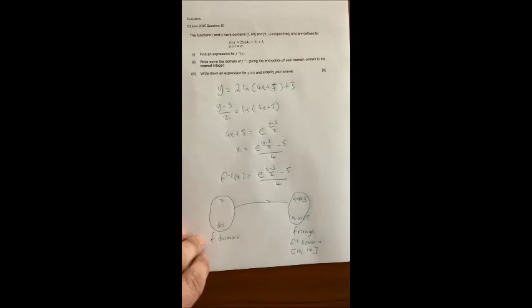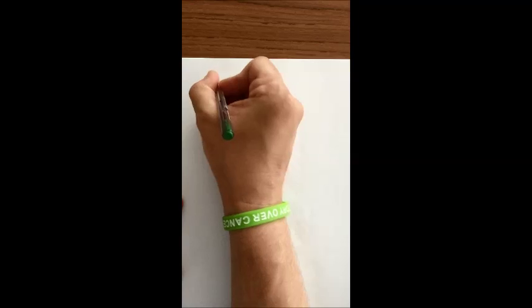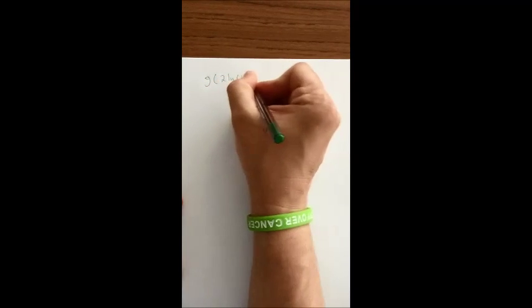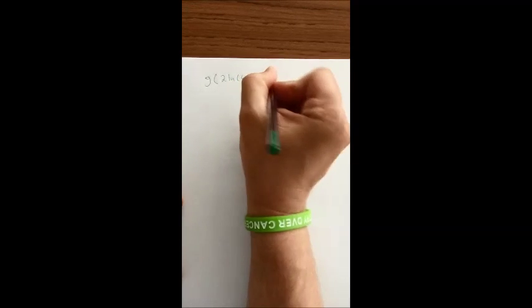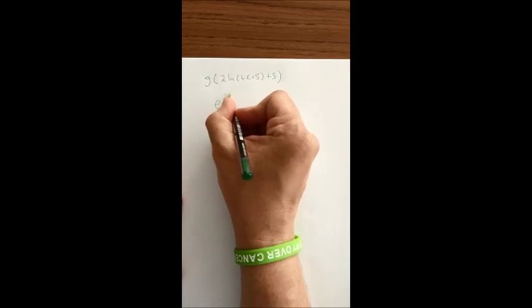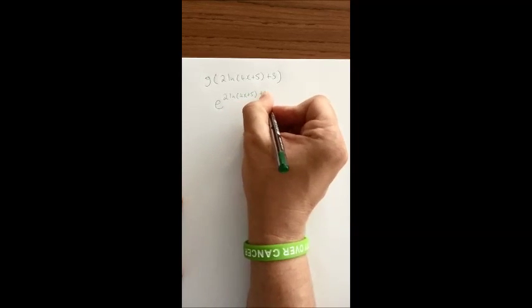Okay, the last part of the question says find an expression for gf of x and simplify your answer. So gf of x means we're going to do g of our f function, so that's 2 ln of 4x plus 5, plus 3. Well, what does g do as a function? It just does that as a power. So it's e to the power of 2 ln 4x plus 5 plus 3.